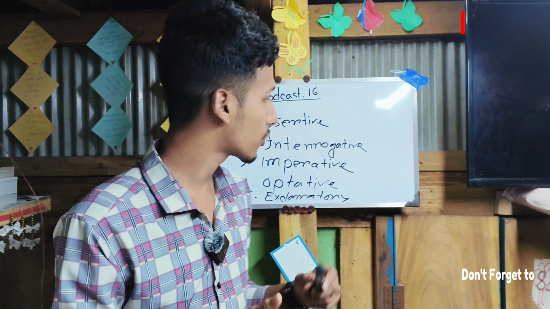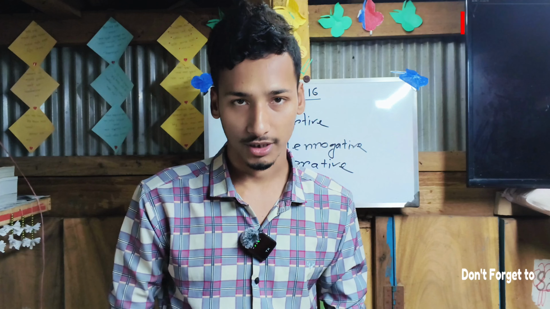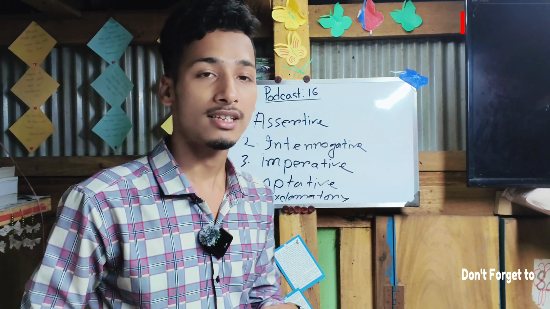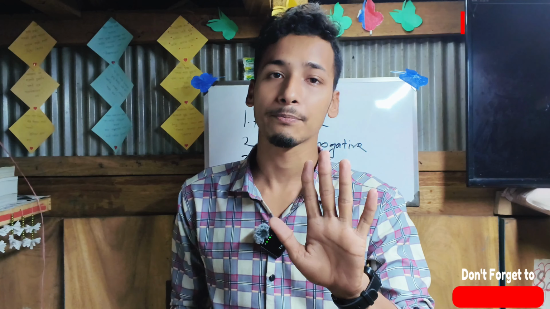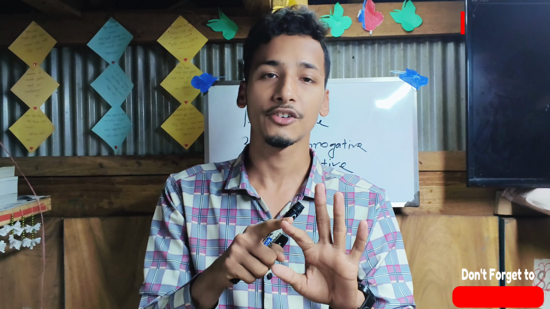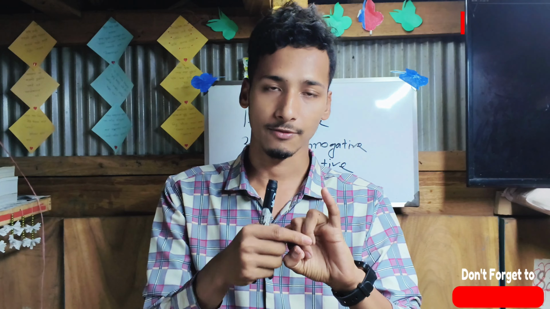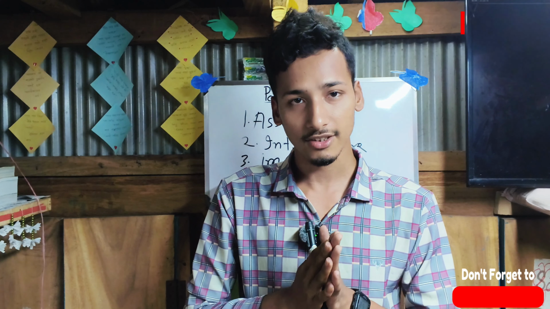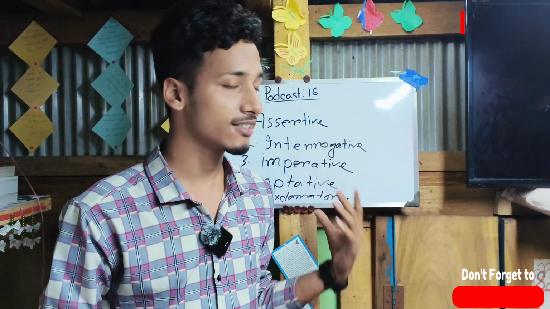These things I taught you in my previous podcast. And today I will discuss these sentences. In English grammar, there are five types of sentence. Number one, assertive. Number two, interrogative. Number three, imperative. Number four, optative. And number five, exclamatory. In this podcast, I will teach you these things properly. Today, I will complete these things.